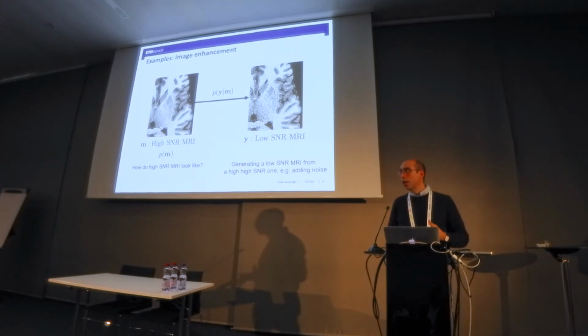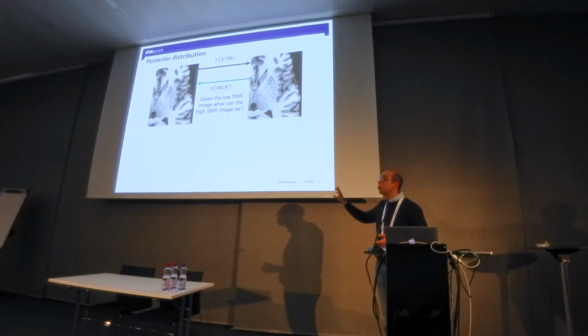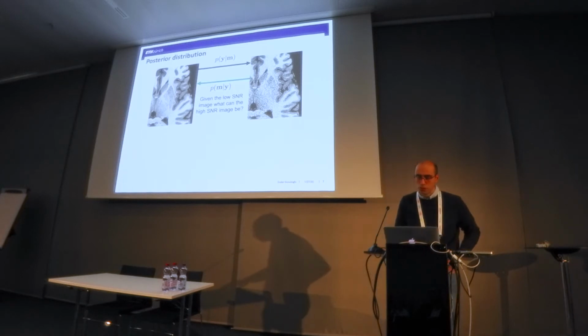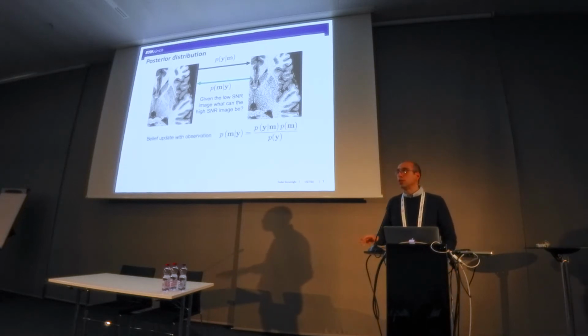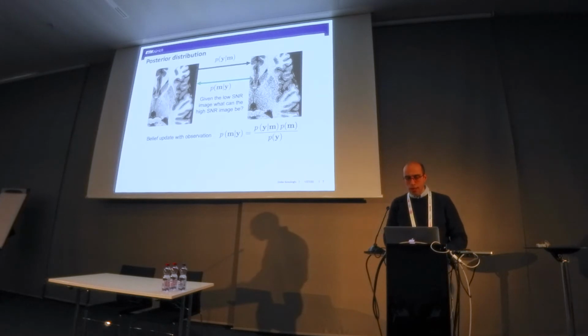The usual thing to look at in these cases is the posterior distribution. So I usually have the observation. I want to get an idea of what the identity of interest was. So there's a process of updating my belief. I start with my prior belief, I have an idea of what plausible anatomies and MR images should look like. And then I update this idea with my observation through the Bayes theorem.